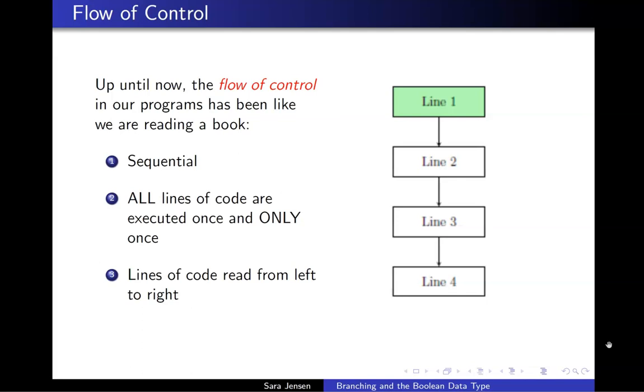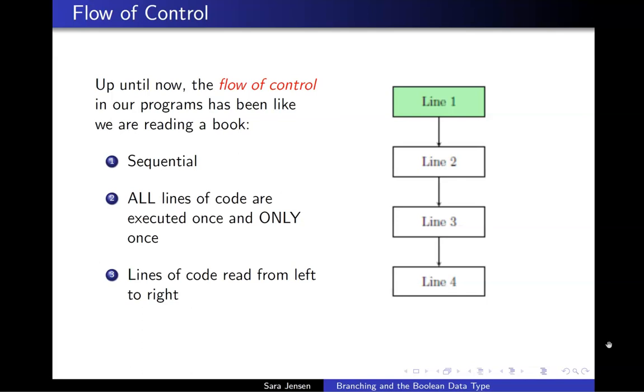Up until this point, we haven't mentioned flow of control because it has been fairly intuitive to us, meaning that we have been reading our programs and what's going on in our IDE much like we would be reading a book, meaning that we have been reading the code in our IDE in a manner that is sequential, where all lines of code have been executed once and only once, and the line of code has generally been read from the left to right. So except for one exception, which I'll mention in a moment, we haven't mentioned flow of control because it's been very natural and has aligned with things that we're used to since childhood.